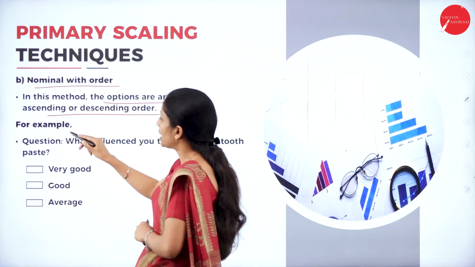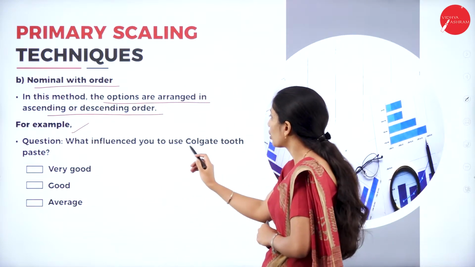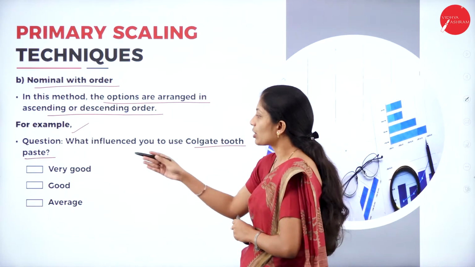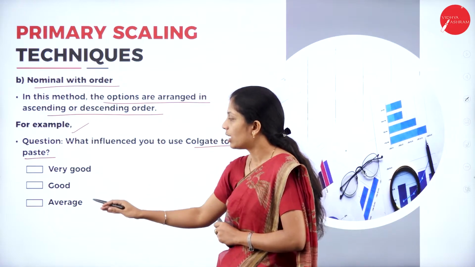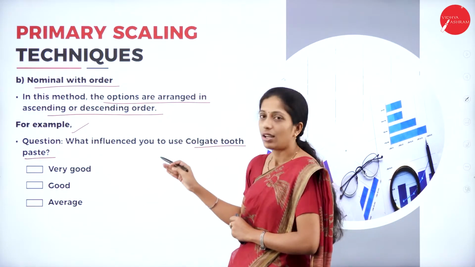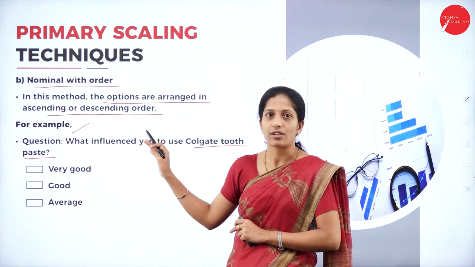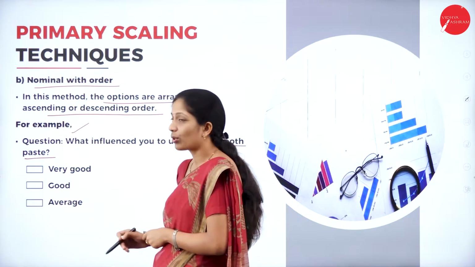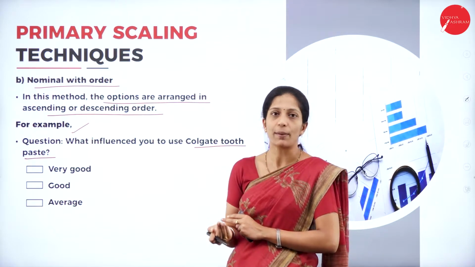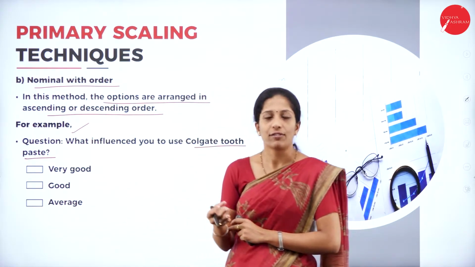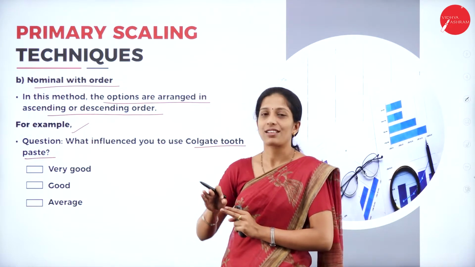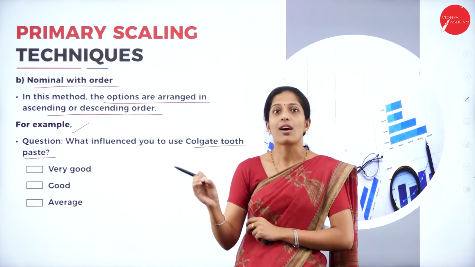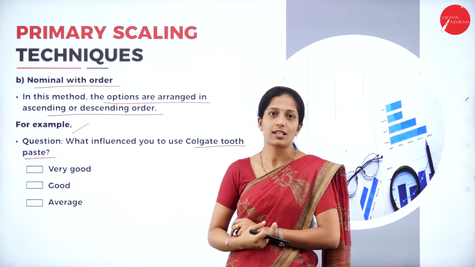So let us see an example here. What influenced you to use Colgate toothpaste? What made you use Colgate toothpaste? Your options are very good, good, average. Now see, it is in ascending or descending order. Here, very good means the customer is very satisfied with the product. Next, good, which is in the middle, not very good and not average. And the next one is average. It is the choice of the respondents to choose according to the ascending or descending order.